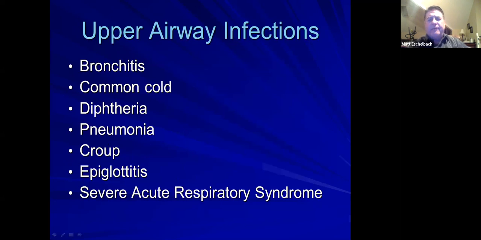Upper airway infections can also interfere with good exchange of gases. Most commonly, bronchitis, a common cold, diphtheria, which we immunize against, pneumonia, croup in children, or epiglottitis in children or adults, or severe acute respiratory syndrome, which is SARS, which we'll allude to a little bit later.